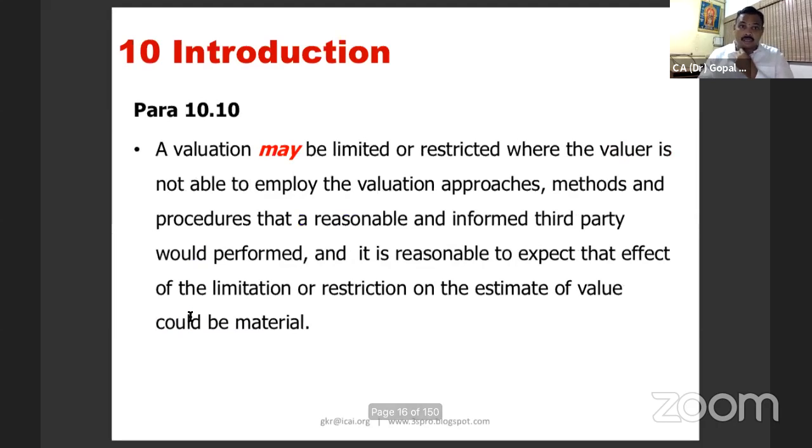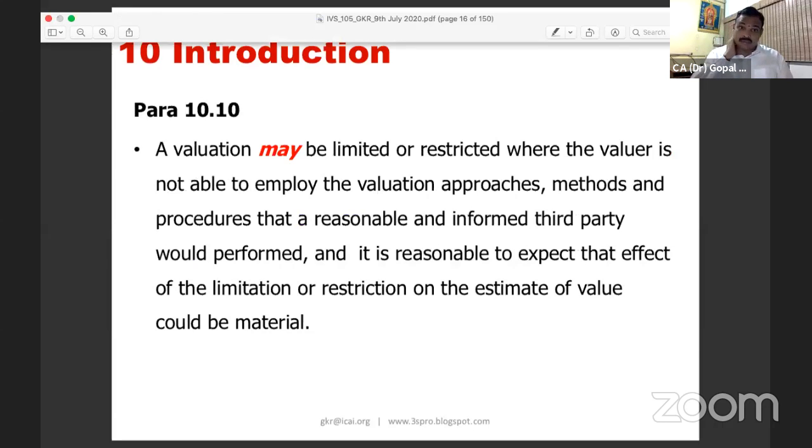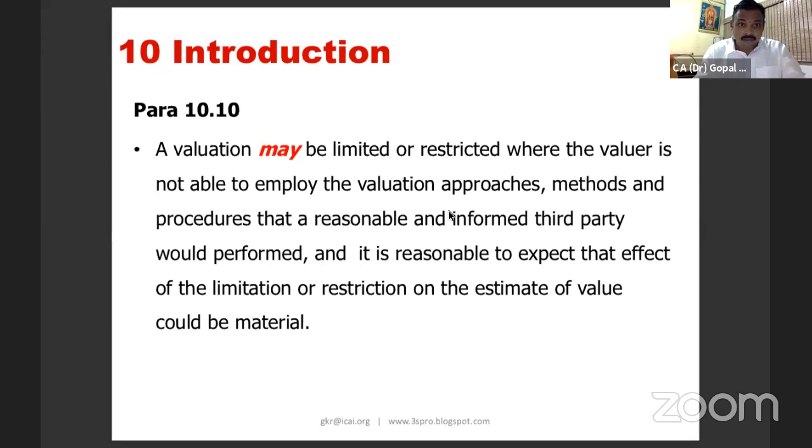Okay, good. 10.10: a valuation may be limited or restricted where the valuer is not able to employ the valuation approaches, methods, and procedures that a reasonable and informed third party would perform, and it is reasonable to expect that the effect of the limitation or restriction on the estimate of value could be material. This is also a probable deviation.